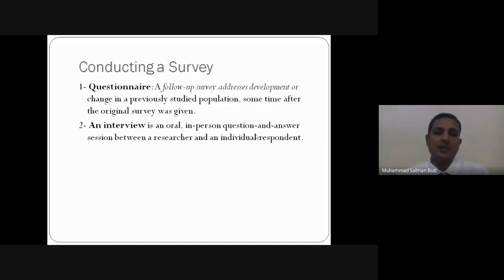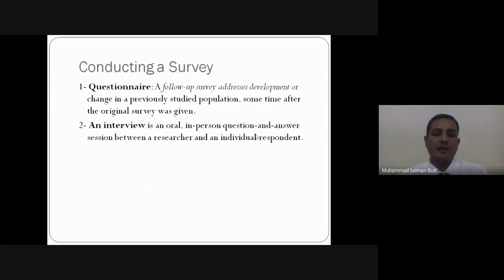But sometimes it happens that you are not able to probe into the exact problem, and in that case you have to conduct an interview. An interview is an oral, in-person question and answer session between a researcher and an individual respondent. Whereas the questionnaire is just like giving a question to the participant, and they can answer anything in that one.